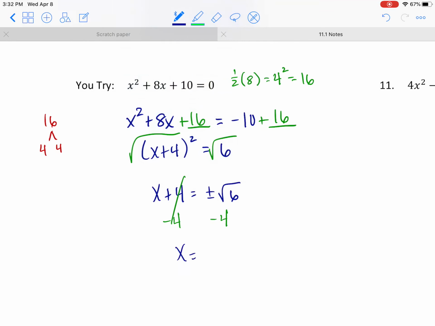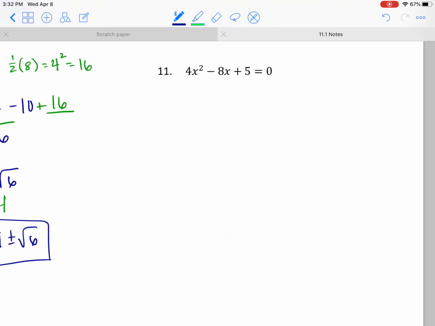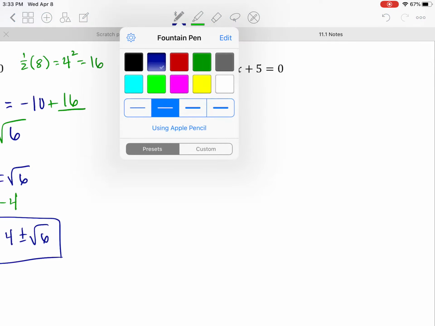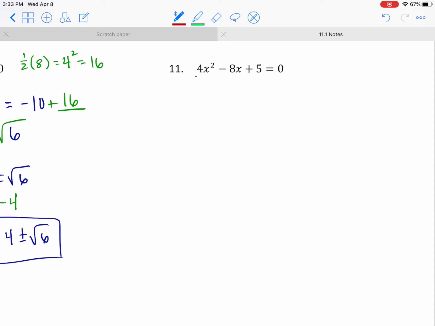And now I can solve with my square root method. Square root both sides. That leaves me x plus 4 equal to plus or minus... Can't simplify radical 6. I'm going to move my 4 over. That cancels that. Can't subtract 4 from the radical 6, so negative 4 and plus or minus radical 6 stay separate. And there they are, my 2 irrational solutions.